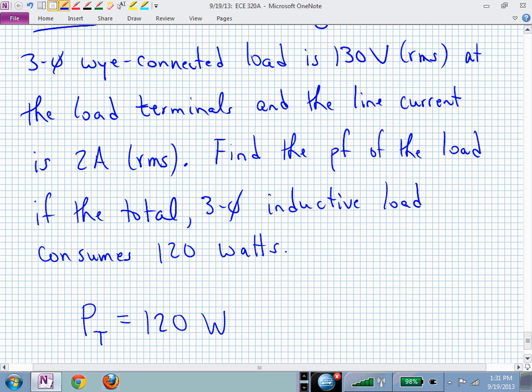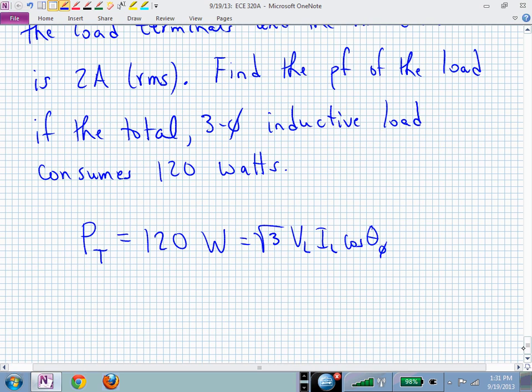Where were we? Oh, this is now square root of 3 V line I line cosine of theta sub phi. Yes? And then we didn't have to know what kind of connection we were dealing with. We didn't have to know if it was Y connected or delta connected, did we? And now we were asked for power factor, weren't we? Do we have everything else? We have everything else. This was an easy problem, wasn't it? So you could just really impress your roommate and say, it shouldn't have taken you more than 30 seconds.